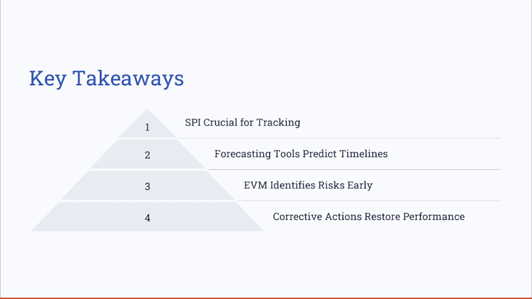Key takeaways here from earned value management schedule monitoring: we talked about SPI, which we considered a crucial metric for tracking schedule efficiency. We also talked about forecasting tools like Monte Carlo simulations, and we have seen how to predict the estimated completion date by using these tools and the EVM to help you predict the project completion timelines. Also, we've talked about how EVM can identify schedule risks early, allowing proactive management. We also looked at how to apply corrective actions, such as fast tracking and crashing, which can restore the schedule performance and bring it back on track.